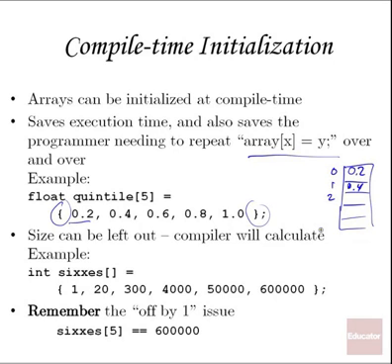You can leave the size out in many cases. Just leave your brackets empty, and then put your initialization. The compiler will count them for you. It's 1, 2, 3, 4, 5, 6. So remembering the off by 1 issue, the last index is 5, because this is 0, 1, 2, 3, 4, 5.